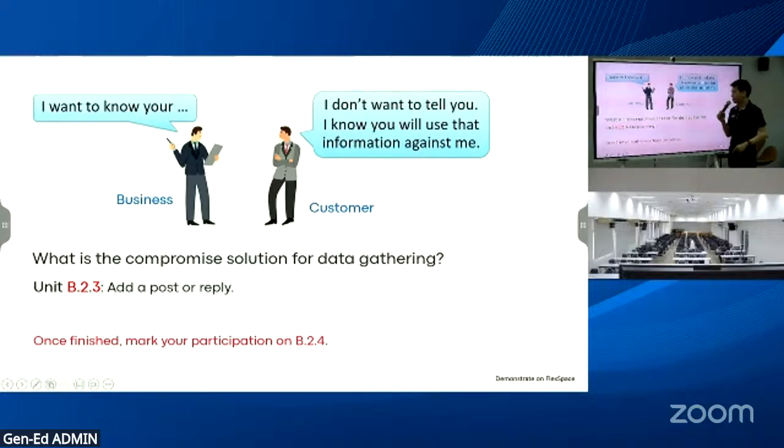Okay, in this graphic, you see the business entity want to know something from customer. But the customer also have something they don't want to share with the business entity. They consider their privacy, they consider their security. Maybe if the business know, they will use that information against you. So what is the compromise solution for data gathering? How a business can get the information from customer without having them concerned about their privacy or their security? Now you can guarantee that no bad thing will come to the customer. So what is the compromise solution for data gathering? We are going to proceed to unit B.2.3. Okay, so let's move to the FlexSpace platform.